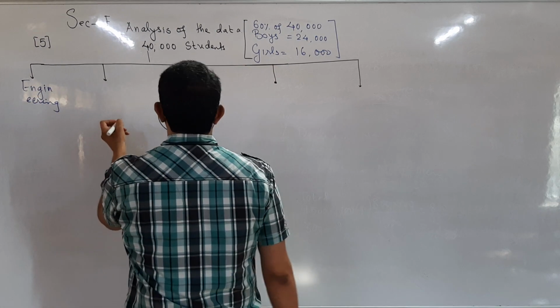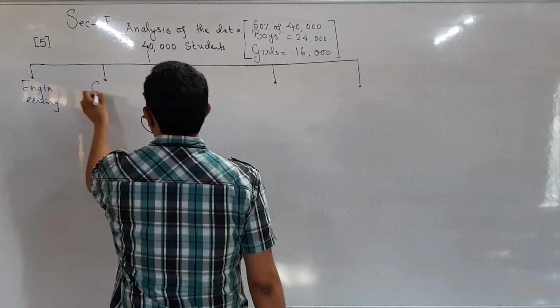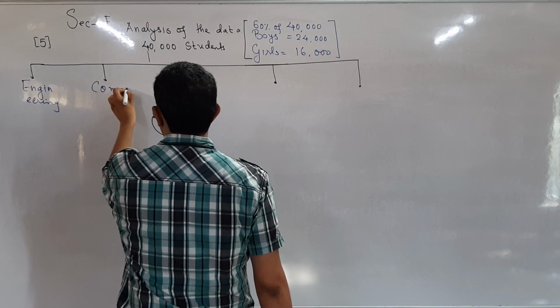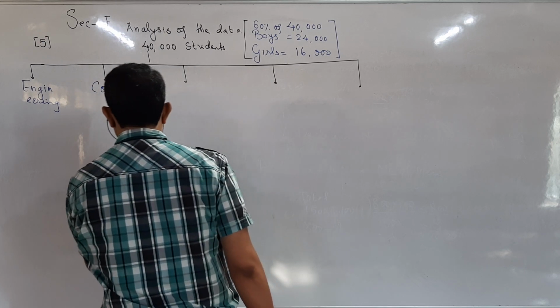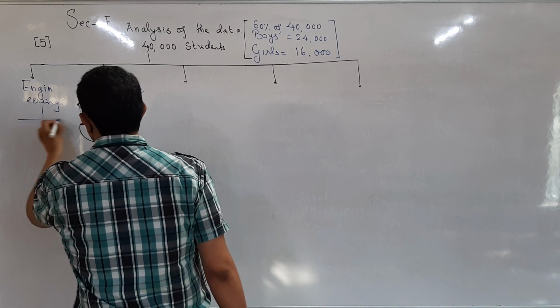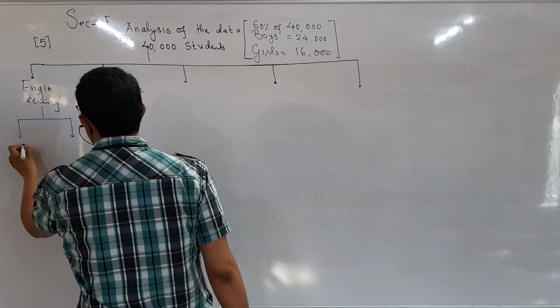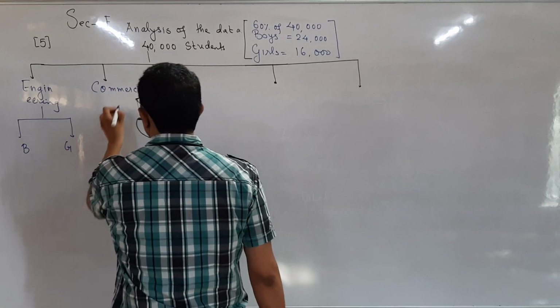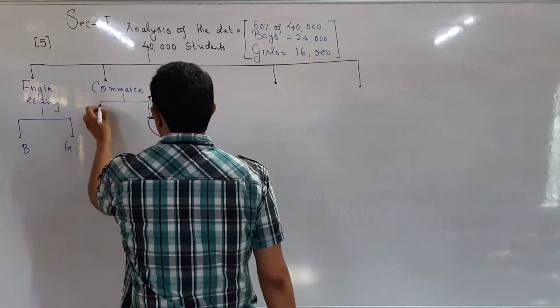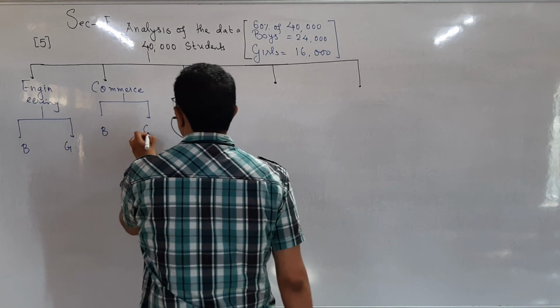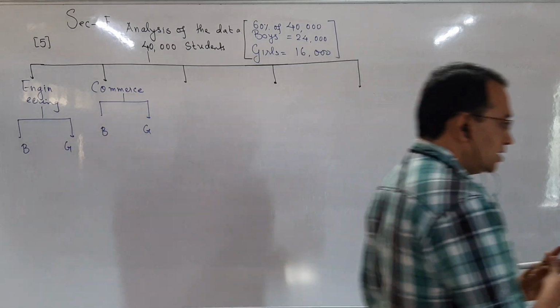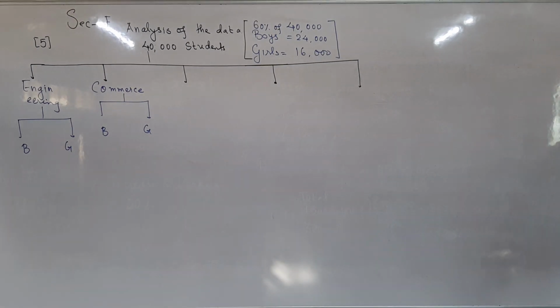and the next immediate faculty is, say, commerce. Each faculty is divided into boys and girls. Refer to this very perfectly, students. Each faculty is divided into boys and girls.